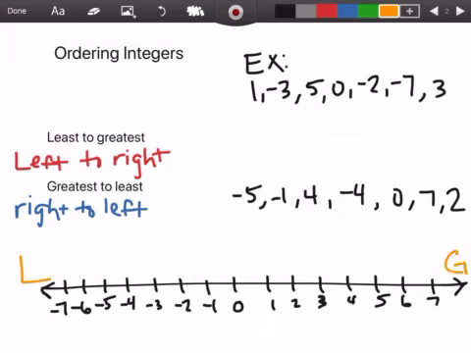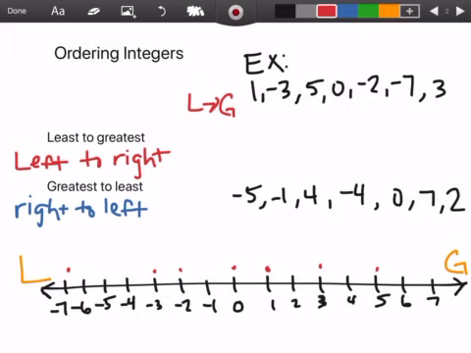So on this first one, let's go least to greatest. So we're going to go left to right. I'm going to put a dot on all these numbers on my number line, and then I'm going to write them in the order. So here's 1, here's -3, here's 5, 0, -2, -7, and +3.